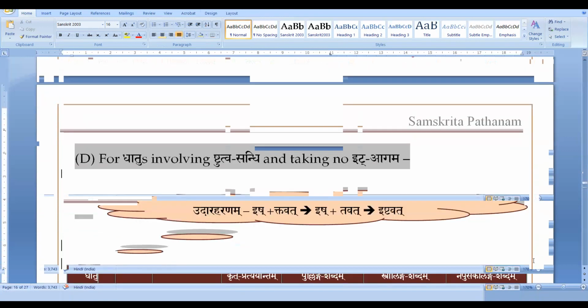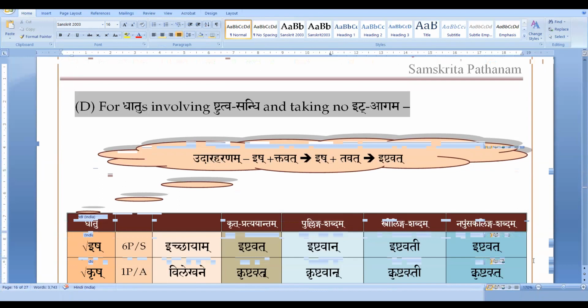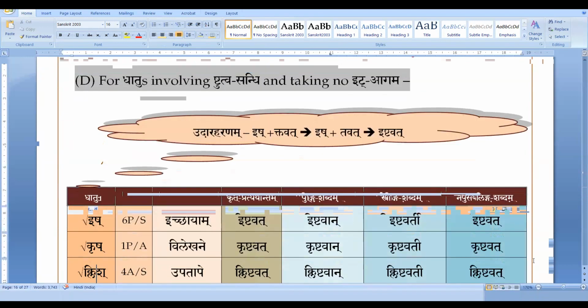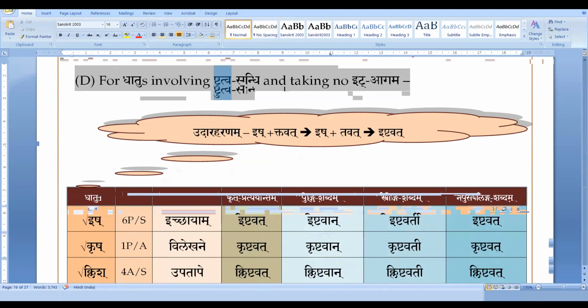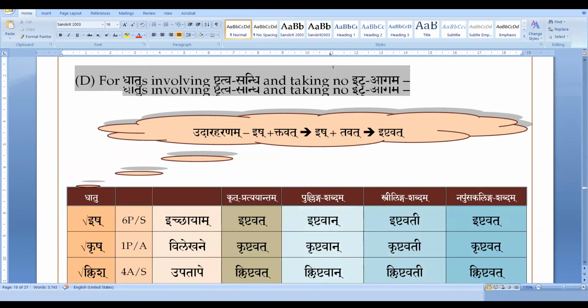Now, dhatus which will undergo shtutva sandhi are halanta dhatus, therefore shtutva sandhi. And because they undergo shtutva sandhi, they must be anit dhatus. Because if itagama follows, then how can shtutva happen? It cannot happen, right? So shtutva happens.